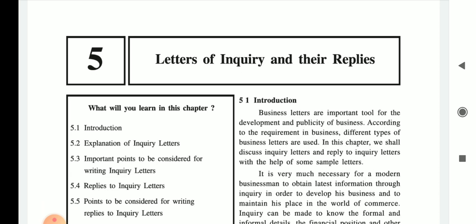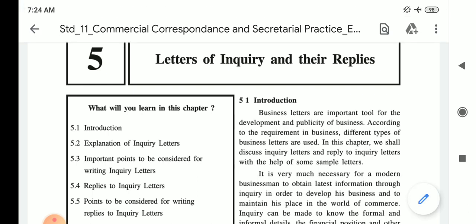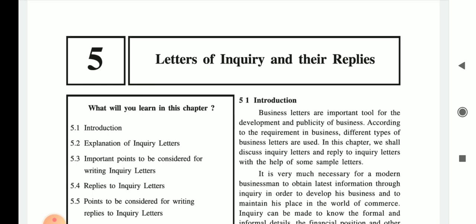But as far as your standard 12th is concerned, these chapters, that means some chapters from chapter number 5, 6, 7, 8, are later chapters, and in standard 12 there are so many chapters based on letters that you have to learn very carefully. That's why if you are unable to learn these letters properly, at that time you will not be able to learn standard 12th letters as far as your important chapter is concerned.